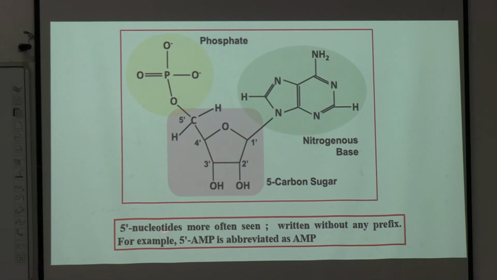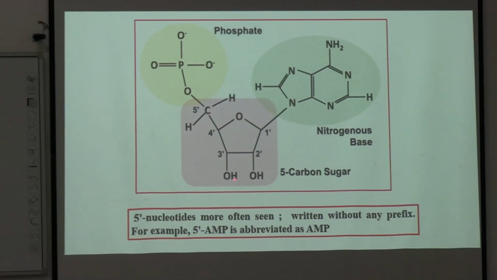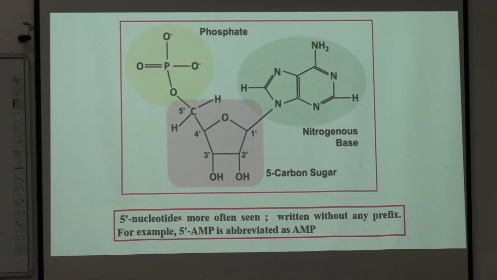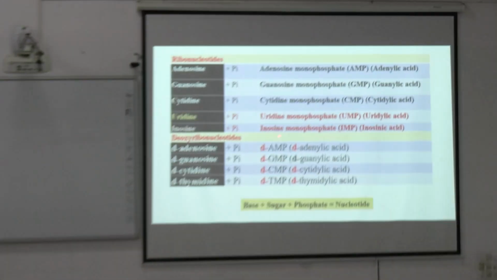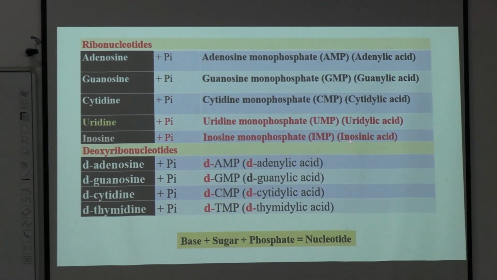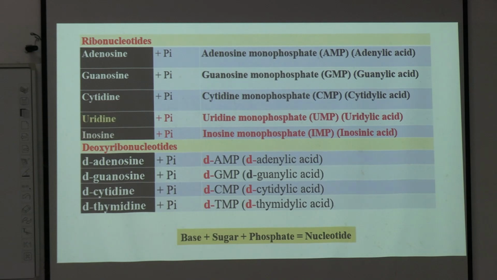So 5' nucleotides are often seen because the phosphate is attached to 5', but it is written without prefix normally. So 5' AMP is abbreviated as AMP only. So base plus sugar plus phosphate is nucleotide, and specifically you have to note down here, that is uridine monophosphate or uridylic acid. Inosine is inosine monophosphate or IMP or inosinic acid. Rest you know: AMP, GMP, CMP, and again dAMP, dCMP.